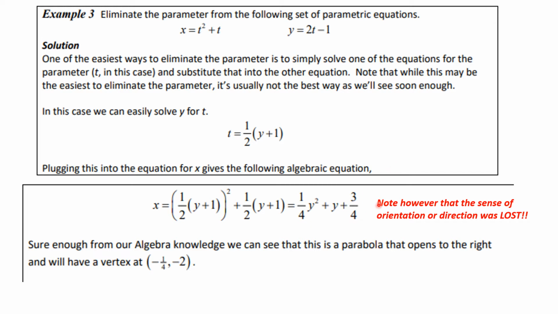You should verify this. But note that this just gives us a set of points in the plane, and notice that the sense of orientation or direction was lost. But we can look at this equation and, with our algebra knowledge, we can see that this is a parabola that opens to the right, and we also know the vertex is at (-1/4, -2).